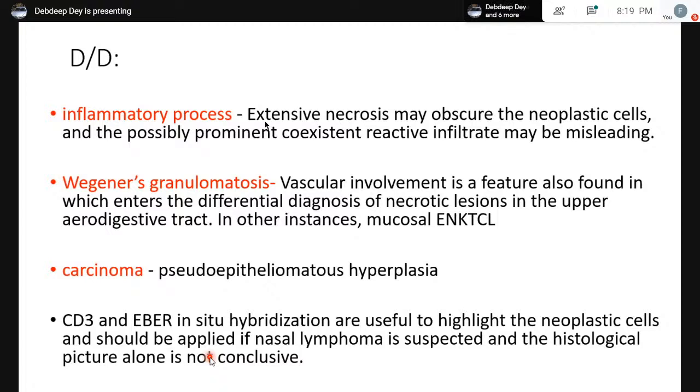CD3 and EBER in situ hybridization are used to highlight the neoplastic cells and should be applied if nasal lymphoma is suspected and the histological picture alone is not conclusive. So you have to do your thing, but most important is to look at these three differentials while you are reporting a nasal mass.